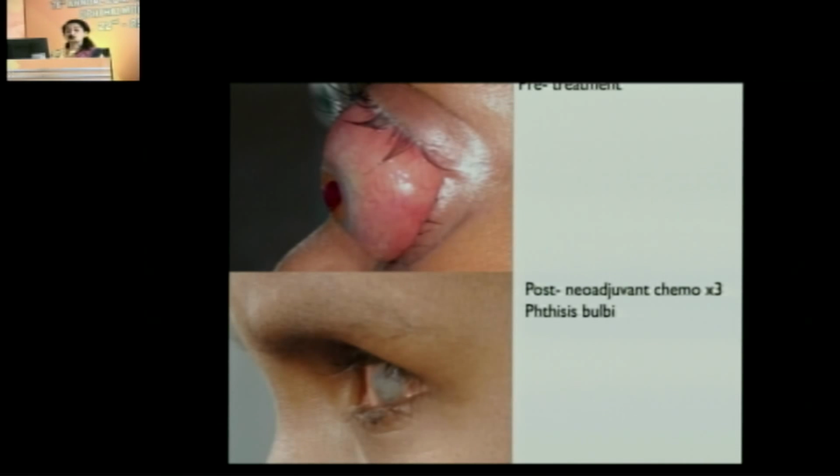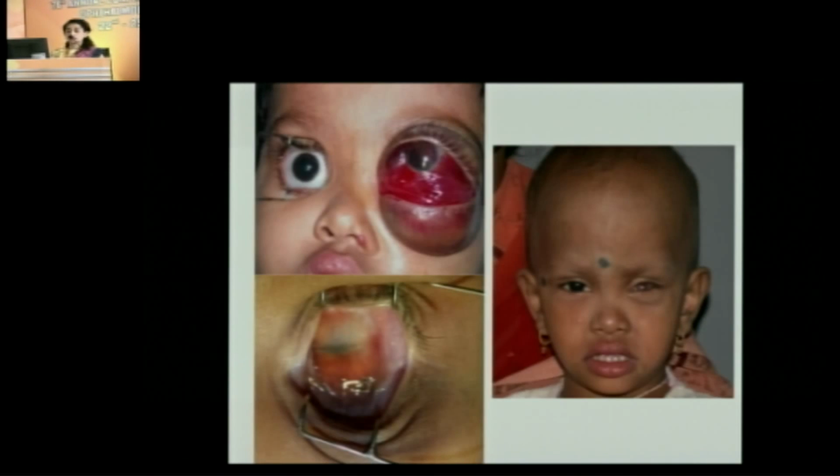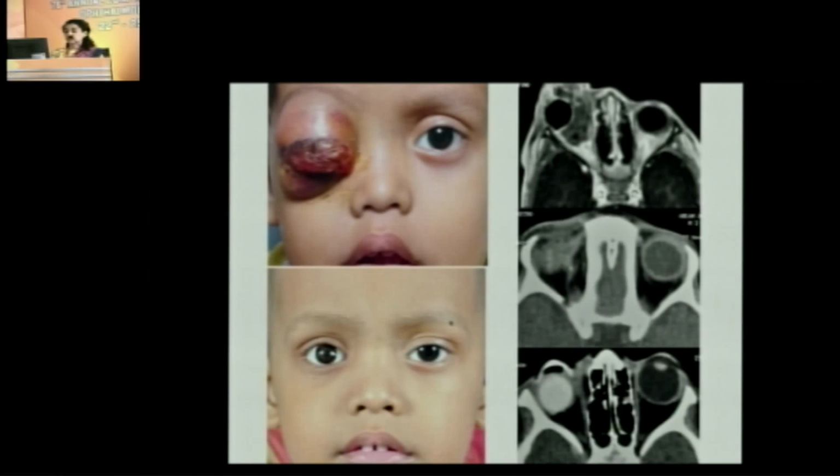So going on to a few examples over here. So this is a pre-treatment case, and this is after neoadjuvant chemotherapy, 3 cycles. As you can see here, the eye goes for phthisis bulbi. And exactly at this point, when the child reaches the stage of phthisis bulbi with radiological regression, is the time that the child undergoes enucleation. As you can see here, after one cycle, we could actually do a tarsorrhaphy for the child. Similar in this case, phthisis bulbi, the child undergoes enucleation.